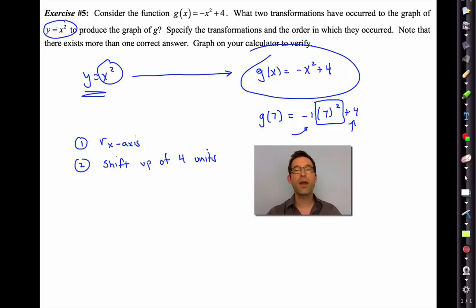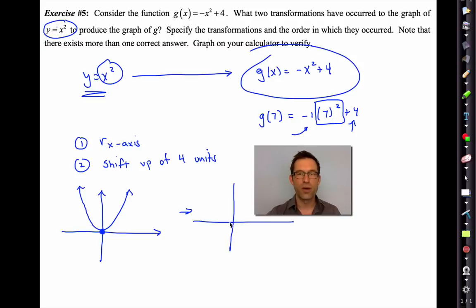Now it's got to be in that order. You can't shift it up and then reflect it. You'll have a totally different graph, right? What we're doing here, and you can verify this on your graphing calculator, is we're taking the function y equals x squared, which we should know everything about, including the fact that its turning point should be at the origin, not slightly above the origin.